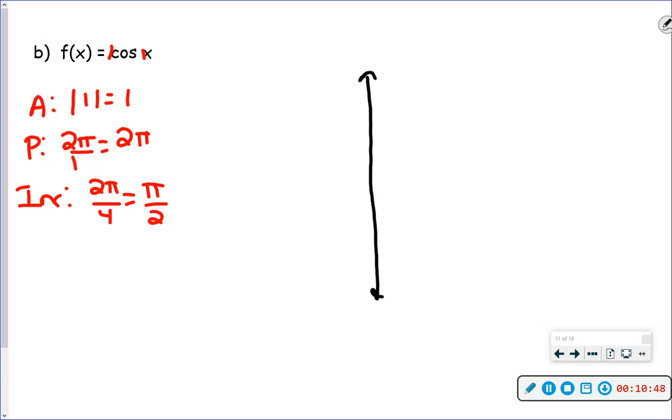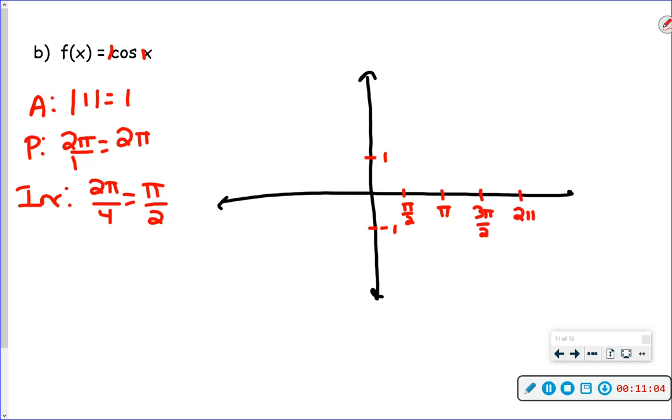So I'm trying to scale this similar to the last graph, of course. I'm going to go up 1 for the height, down 1. I'm going to count again by half pi, half plus a half, 1 plus a half, 1 and a half, plus 1 more half. Okay, cosine.